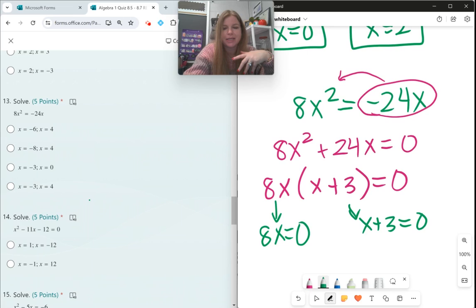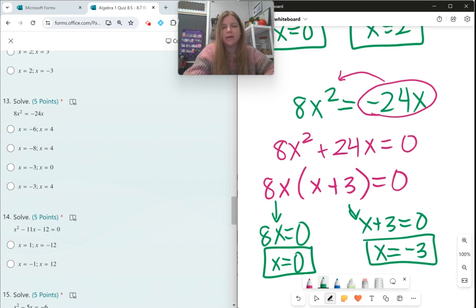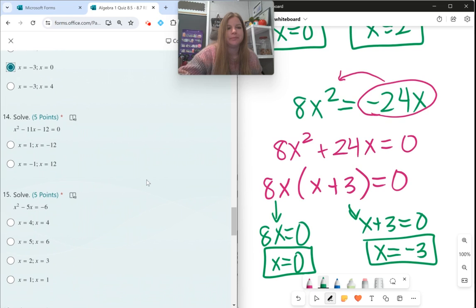And I'm just going to shortcut this, guys. Anytime you set a monomial equal to 0, it's 0. And then x plus 3 equals 0. What we should hopefully be realizing is that when it's those friendly little binomials where it's just x plus or x minus, the solution is the opposite sign. And there you go, -3 and 0.